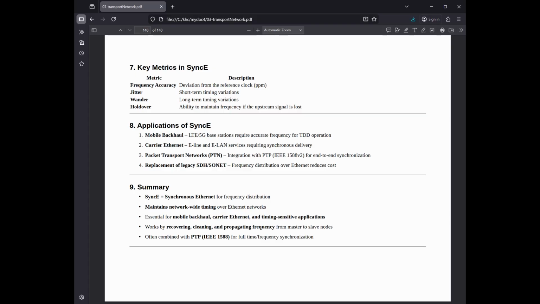Circuit emulation, CES. When a legacy T1 or E1 circuit is emulated over a packet network, SyncE is used at the receiving end to reconstruct the constant bitrate signal perfectly. Without SyncE, the reconstructed voice or data would suffer from bit errors due to timing mismatch.